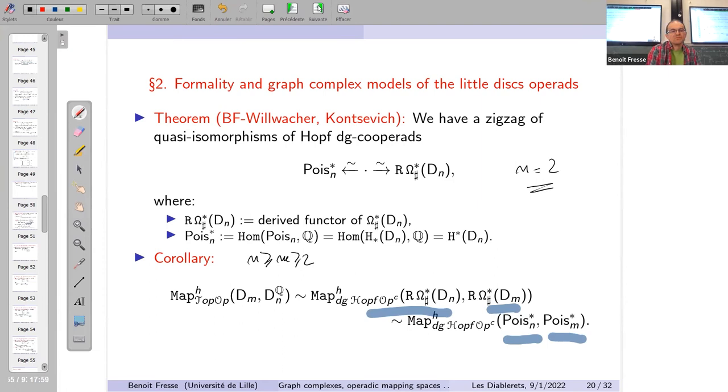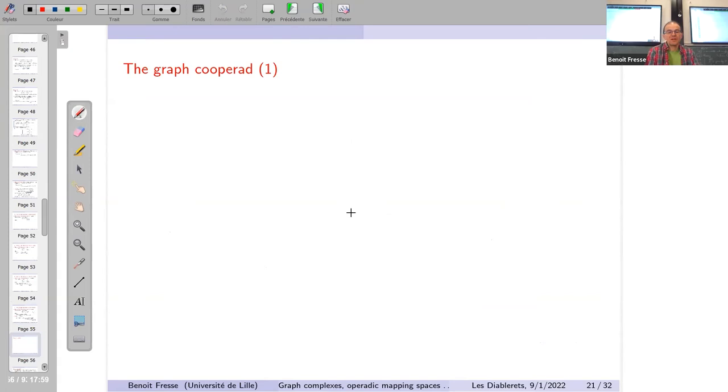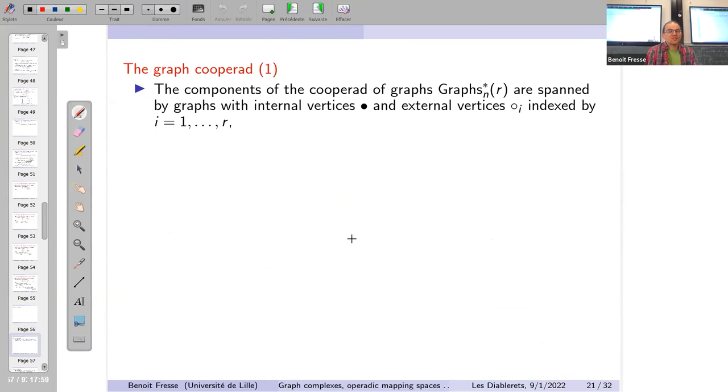So in fact, Kontsevich's construction, Kontsevich's proof, uses the cooperad of graphs. And actually, we use this model to retrieve the graph complex of our result. So very quickly, I recall the definition of this cooperad of graphs. It's a Hopf DG cooperad. It consists of a collection of DG commutative algebras, which I denote by Graphs upper star R. These commutative DG algebras are spanned by graphs with two kinds of vertices: internal vertices, which are usually colored in black, and external vertices, circle i, which are numbered from i equals 1 up to r.